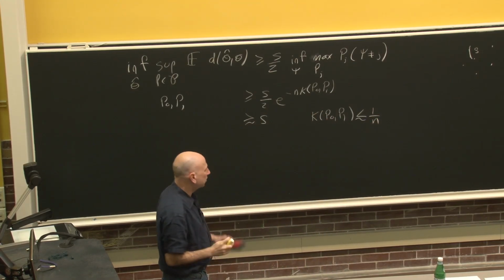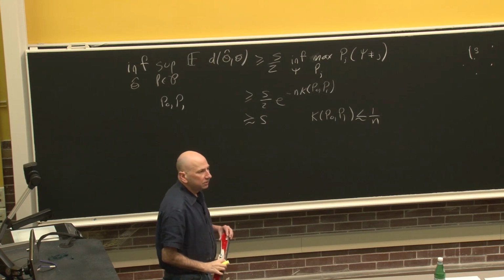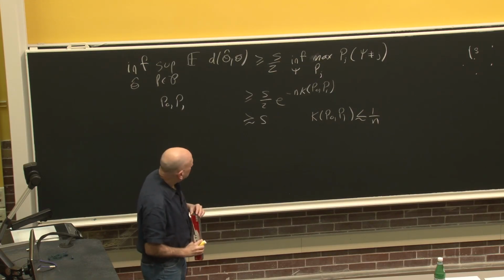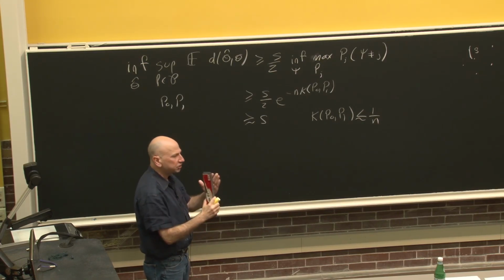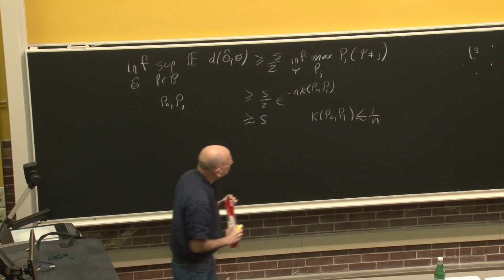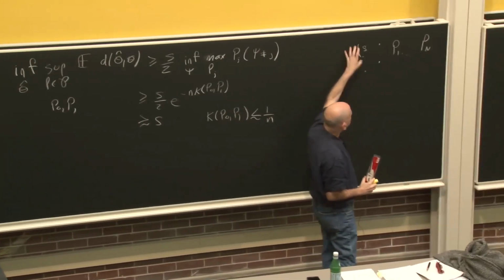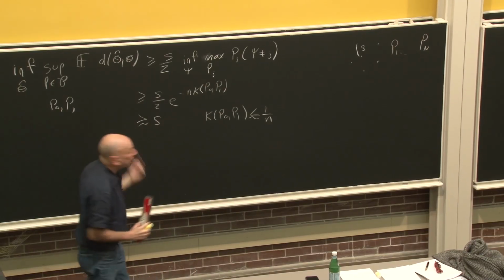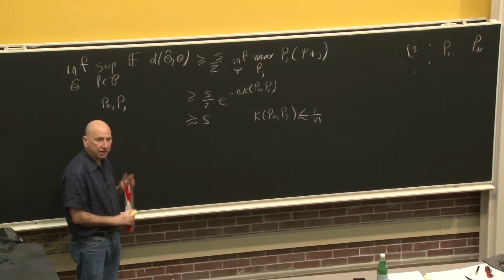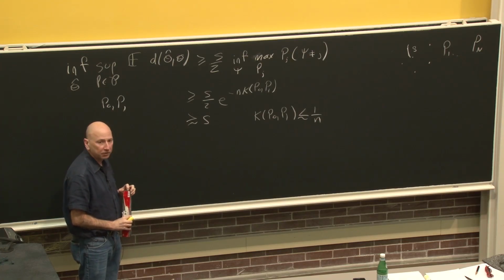Okay, so that pretty much summarizes it. This always means I'm leaving out constants like s over 2 and so on. Find two distributions that are about 1 over n apart in KL distance. Figure out how far apart they are in terms of the parameter values. And now you have a minimax lower bound. Any questions about Le Cam's lemma before I do the next version?